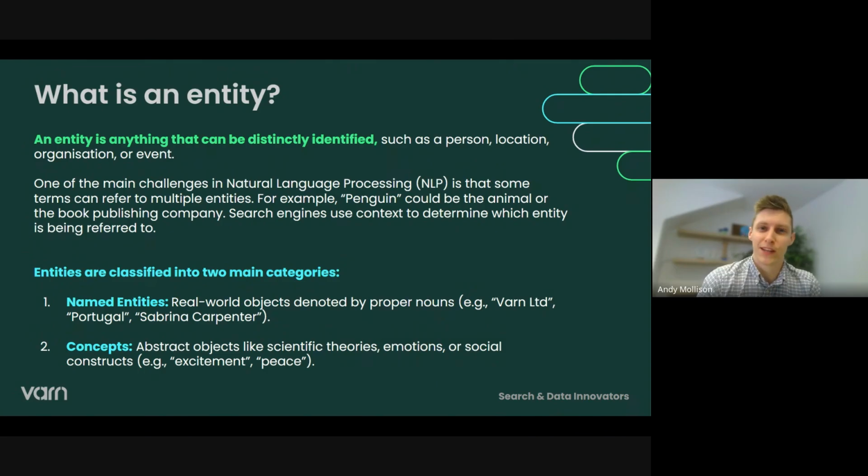Sabrina Carpenter, whatever, like people, things, companies, businesses. And you've also got concepts as well. So things like theories, emotions, social constructs, so excitement or peace. It needs to understand what that actually means. So it's tying all those things together to build its own knowledge graph, so that when you ask a question, like can you tell me what the best pair of running shoes is, it needs to understand what that is, how those things work, and how they all tie together.